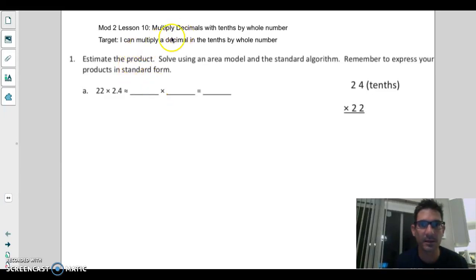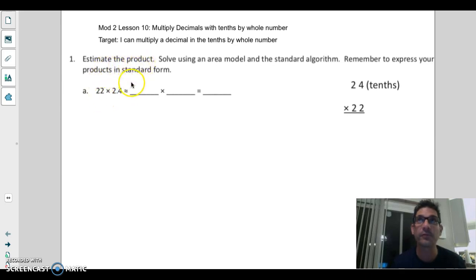Alright guys, lesson 10, we're going to start multiplying decimals. So we've been working on whole numbers, but now we're on decimals. It's really not anything different. Actually it is different, but it's not that big of a deal.